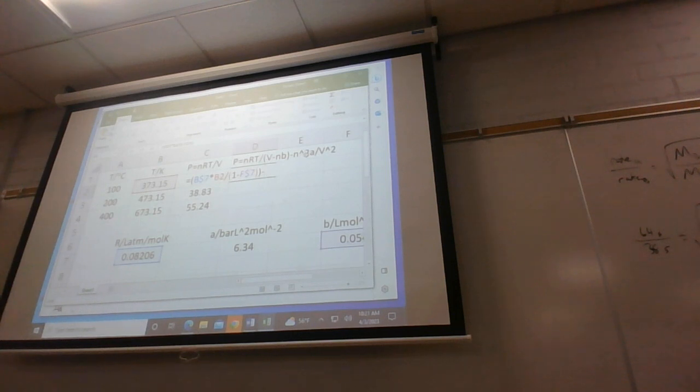So N is 1, so it's going to be 1 squared times A. So this is A. This is going to be divided by B squared. Well, B squared is 1 squared, which is 1. So I made the numbers easy, but if your numbers aren't easy, then you just plug it in.